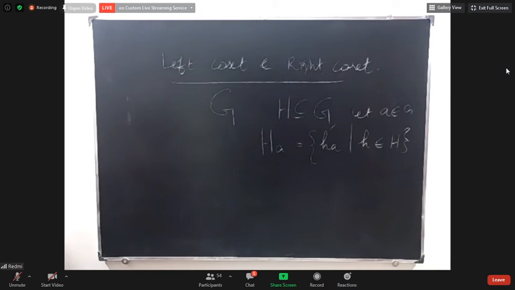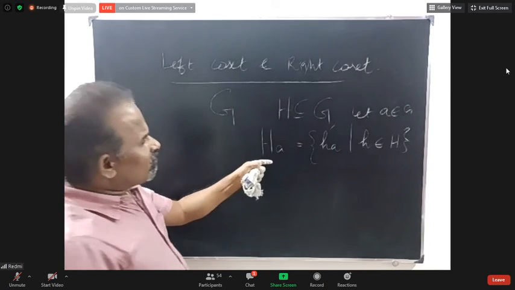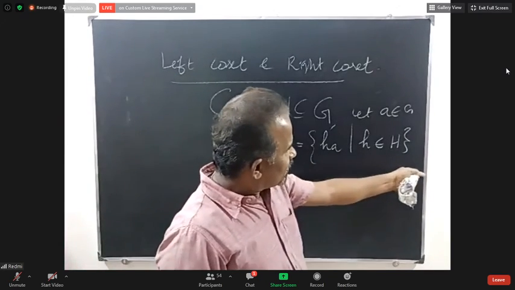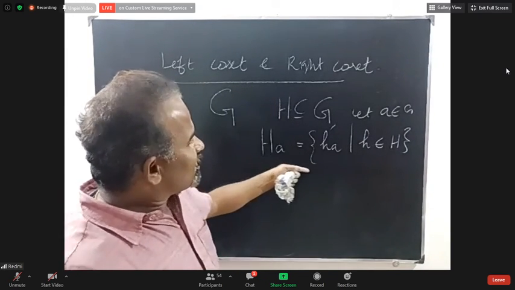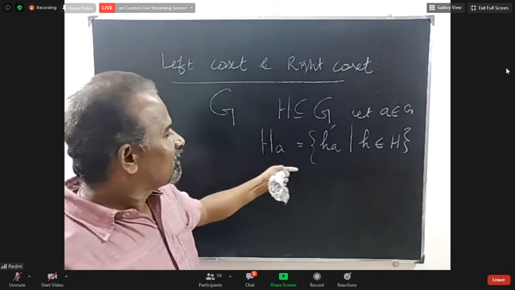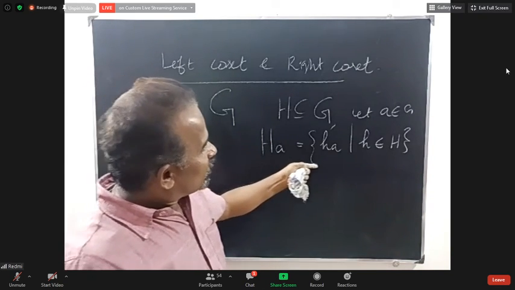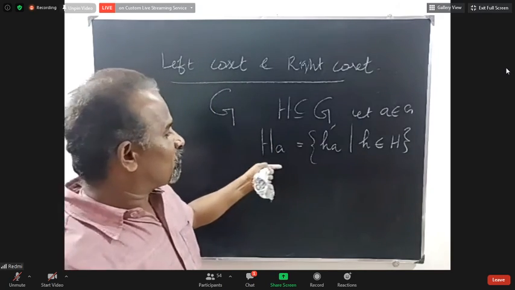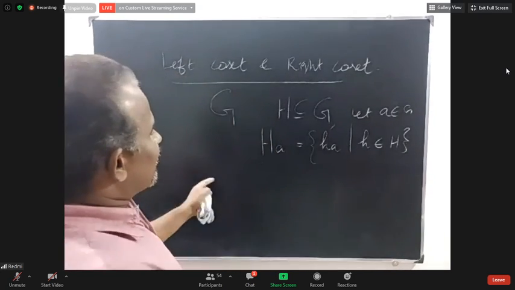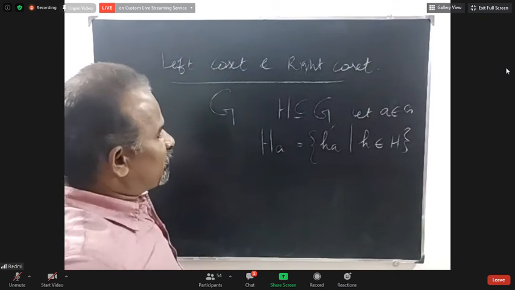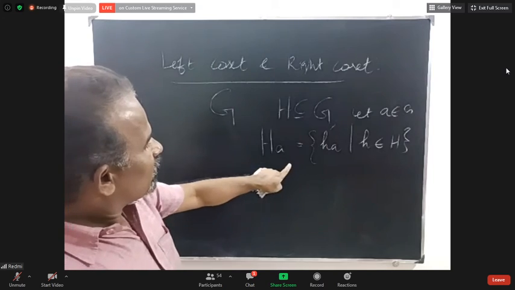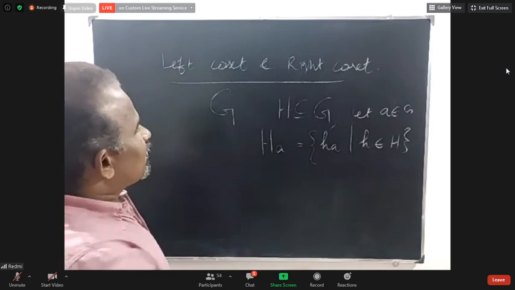So what are the properties? You can immediately ask whether this Ha is a subgroup. If Ha is a subgroup, what will happen? You have to think like that. Similarly, I can define the left coset. I am only concentrating on the right coset. Similarly, you can do it. Okay, a belongs to G.